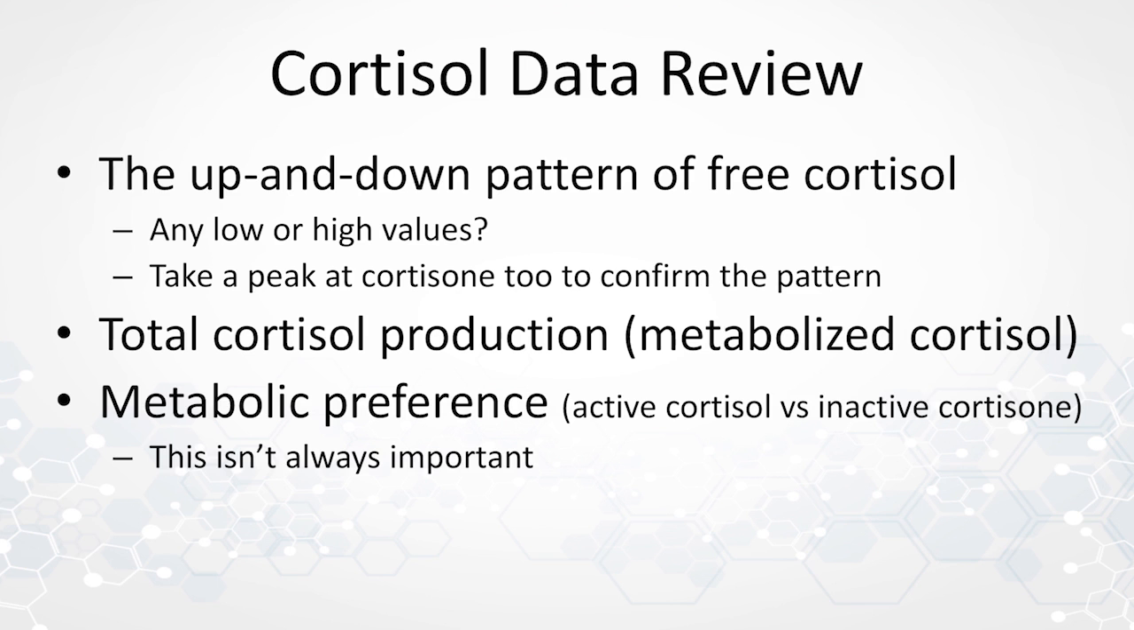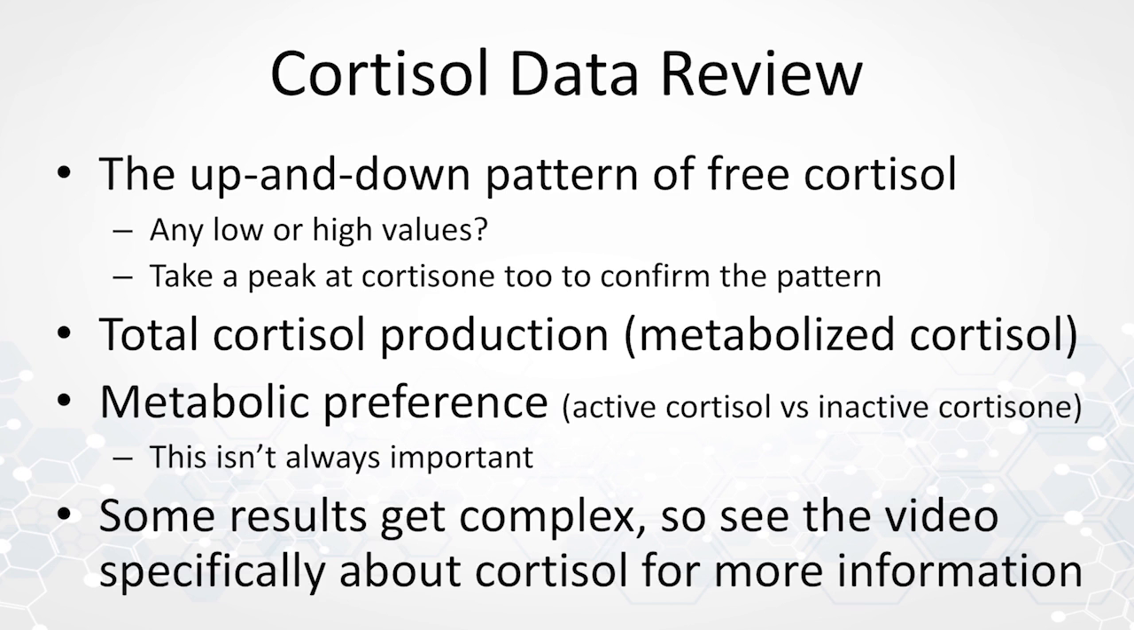So on page 5, you'll see very detailed information about cortisol, both the free pattern, which we want to assess for dysfunction, and then also checking the cortisone, as well as the total of the cortisol production as assessed by the metabolized cortisol, the total of the metabolites, and then looking for any metabolic preference that may also be relevant. So on the summary page, we're going to get a snapshot of all of the information, and then you can dive in more detail.